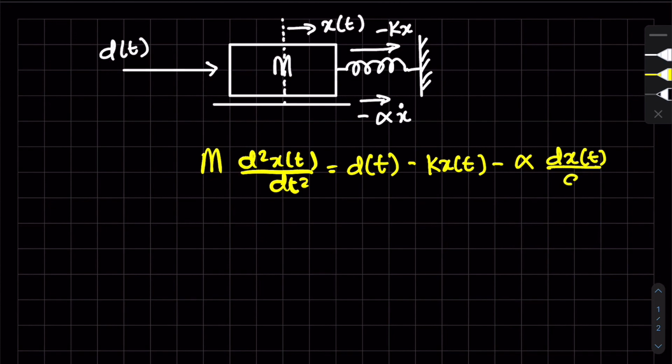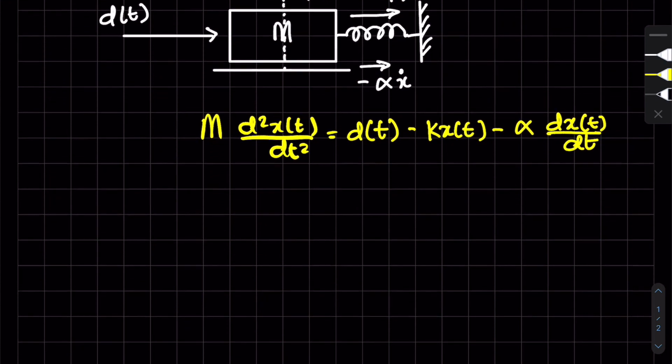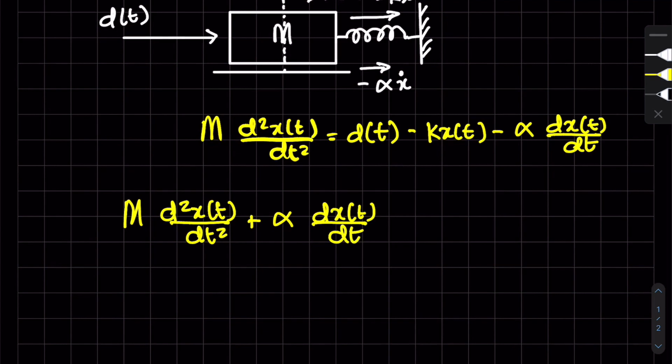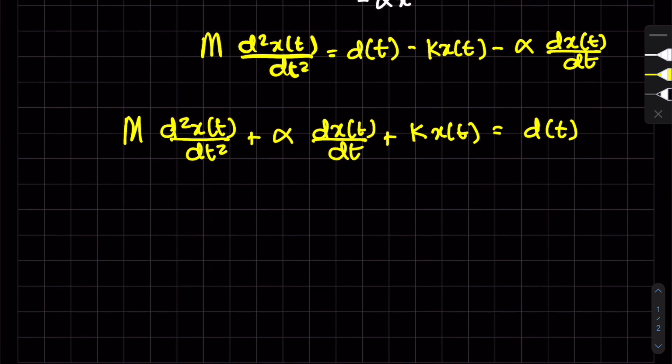dx of t over dt, which we can rearrange nicely to get m second derivative of x with respect to time plus alpha times the first derivative of x with respect to time plus k times just x itself is equal to the driving force d of t. This is the differential equation we want to solve.